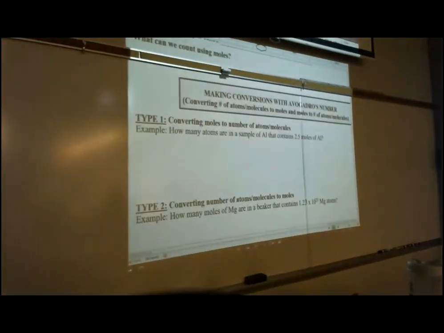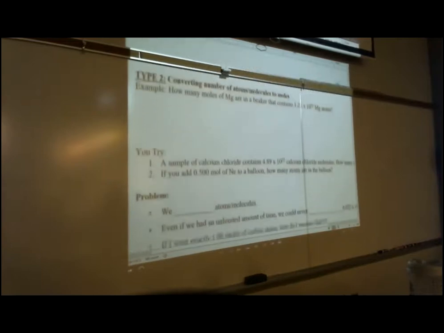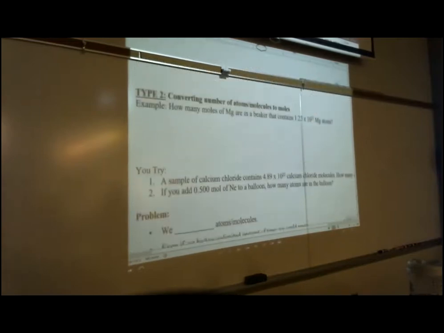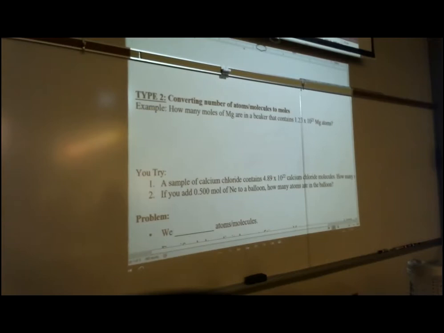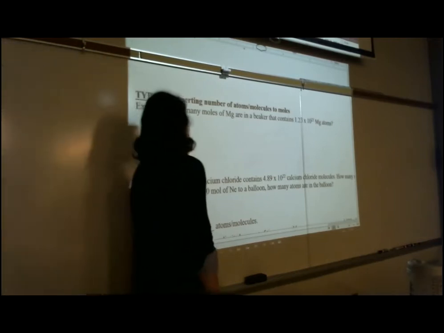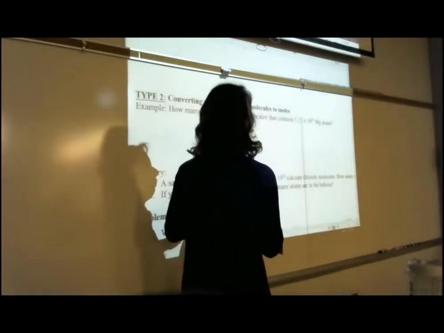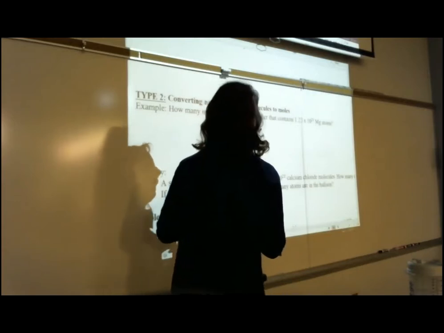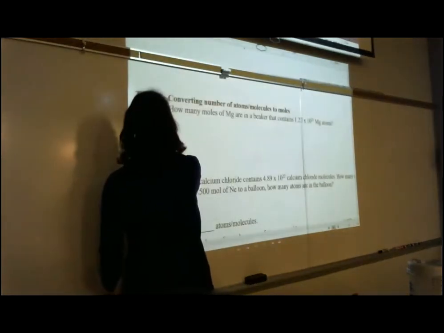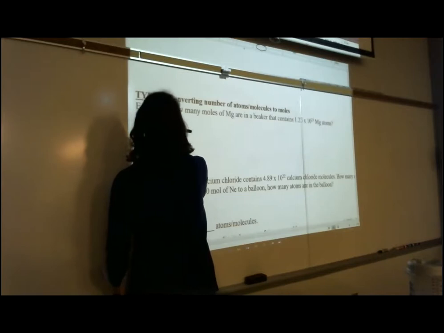All right, now we're going to go the other way. I give you atoms and convert that back to moles. How many moles of magnesium are in a beaker that contains 1.23 times 10 to the 23rd atoms? So take the number you begin with, 1.23.